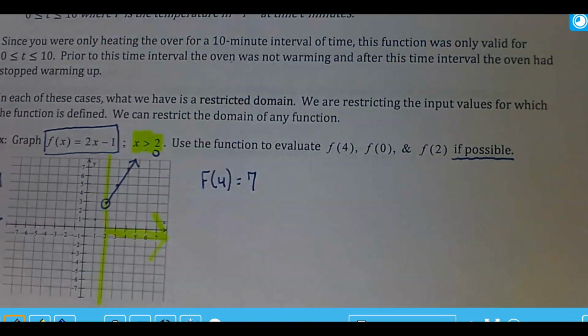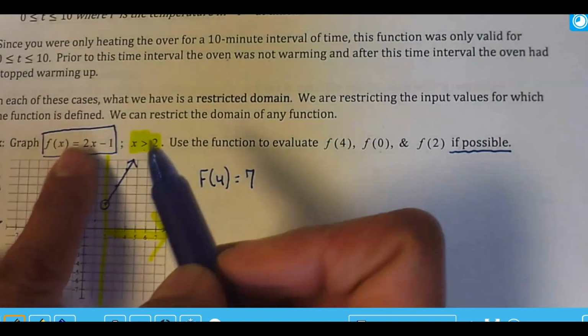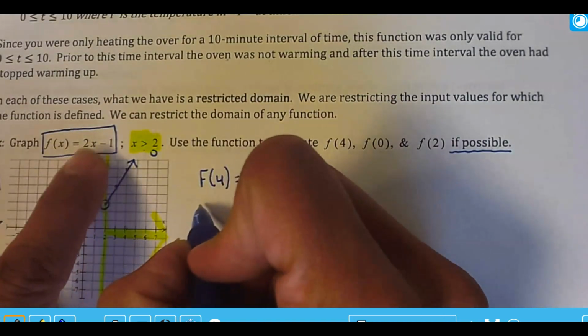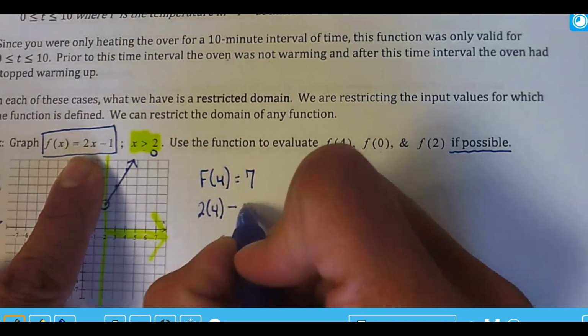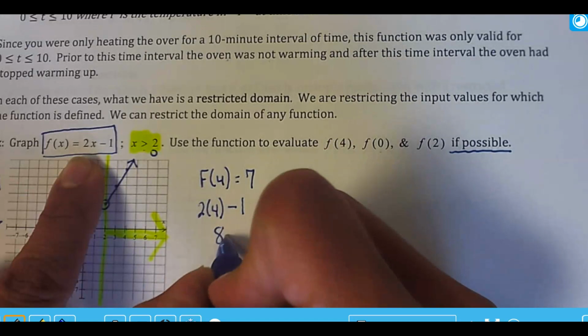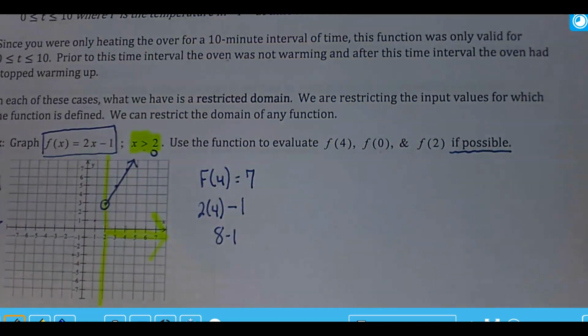Now, just a reminder, I don't have to use the graph to do that. I could actually use the function and put my 4 in here. So 2 times 4 is 8, and when you take 8 and subtract 1, you will get 7 as well. So you don't always have to use the graph. You can use the function.